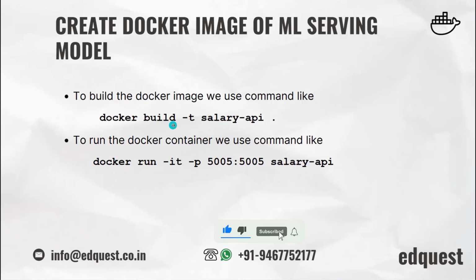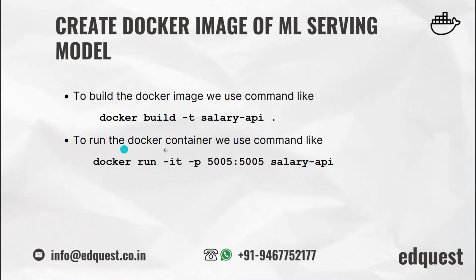build is the command used to build a Docker image from a Dockerfile. -t salary-api, -t stands for tag. Here it names the image as salary-api. The dot tells Docker to look for the Dockerfile in the current directory.